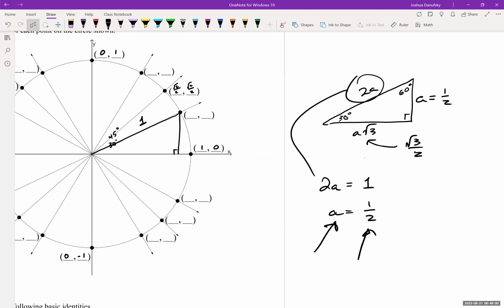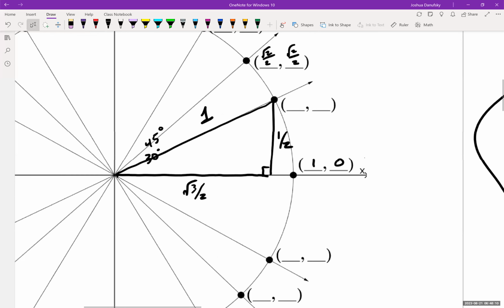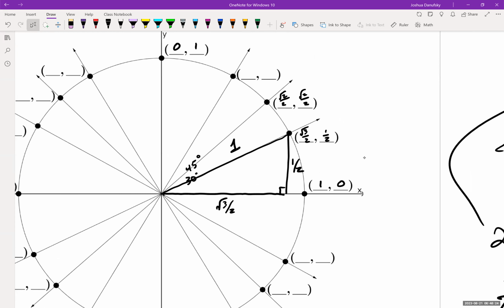And so back on the circle now, we have a length along the x-axis of root 3 over 2. Here we have a length of a half. And so now we know that the coordinates of this point here are going to be root 3 over 2 and a half. So there we have our 30 and our 45.